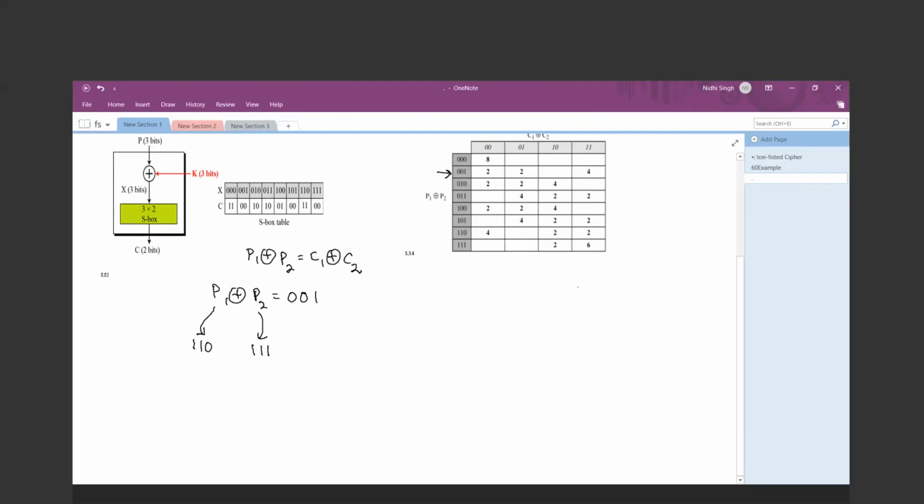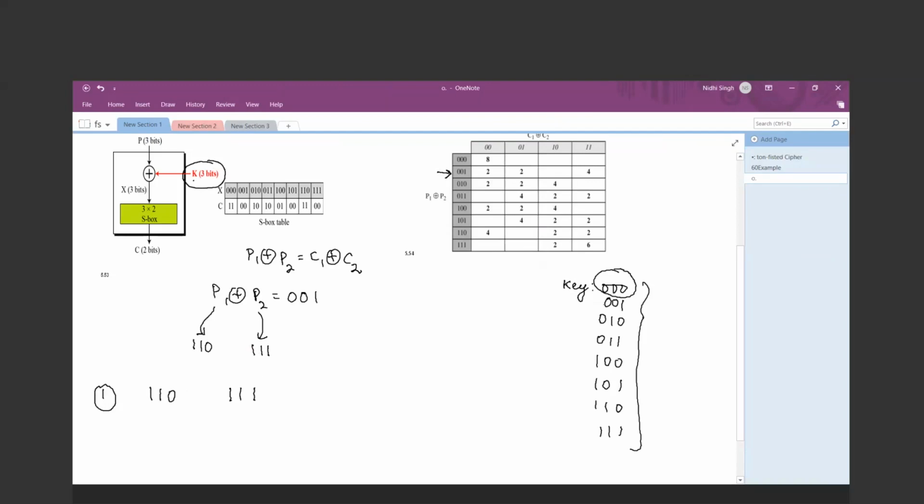And what are my key values? I will have to write the key values here again. So my key can be any one of these 8 combinations. So what is my first step? This is my P1, 110. Second, P2 is 111. We have to perform the XOR between the plain text value and the 3 bits of key value. So first I am taking this key value, that is 000.